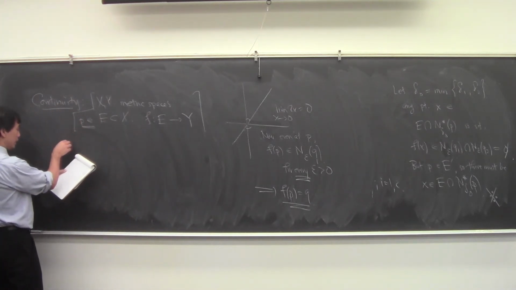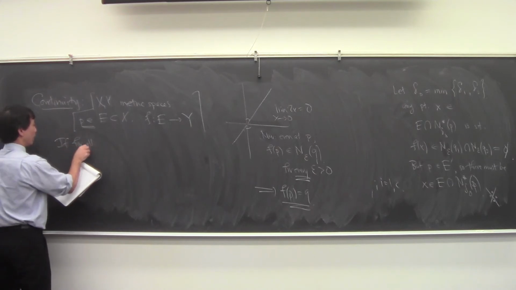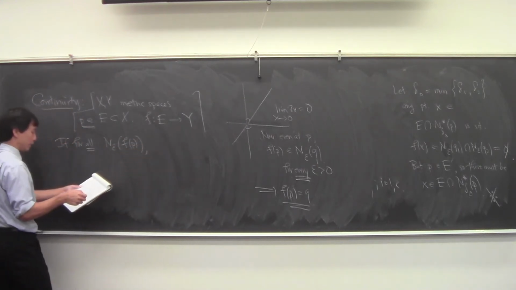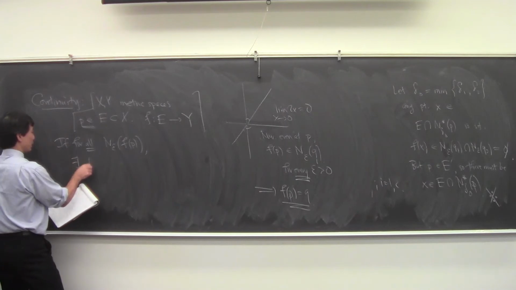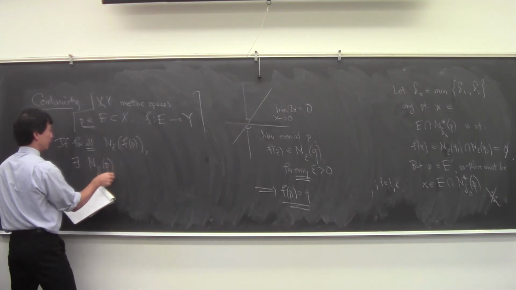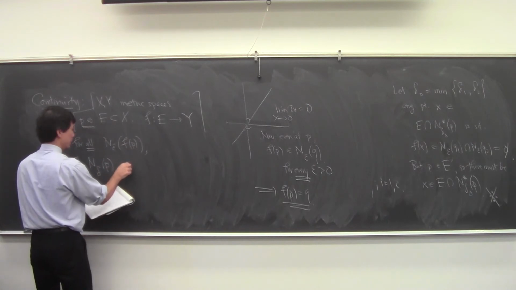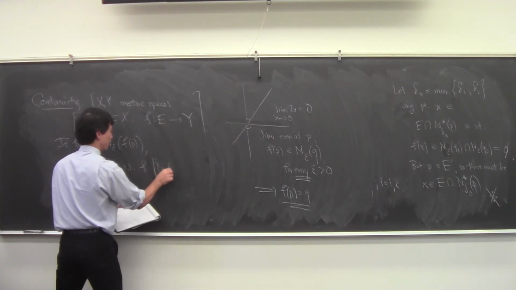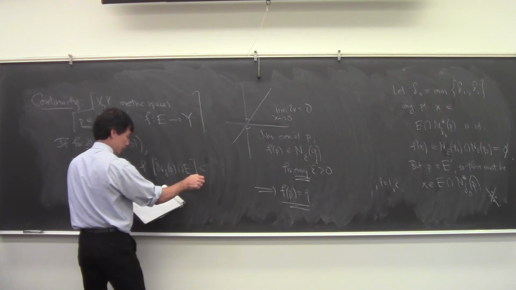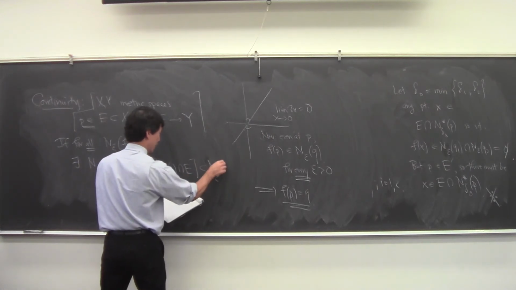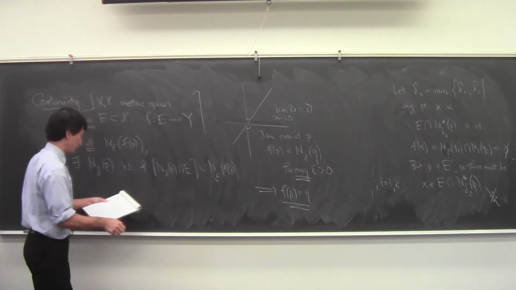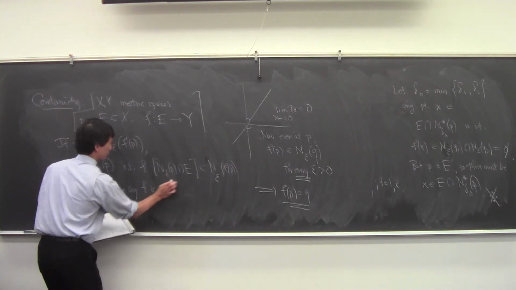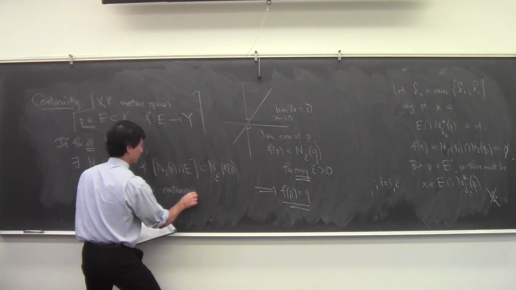So here's the definition. If for all neighborhoods of f of P, there exists a full neighborhood, N sub delta, such that the image of the intersection of that neighborhood with E lies inside the epsilon neighborhood of f of P, then we say that f is continuous at P.